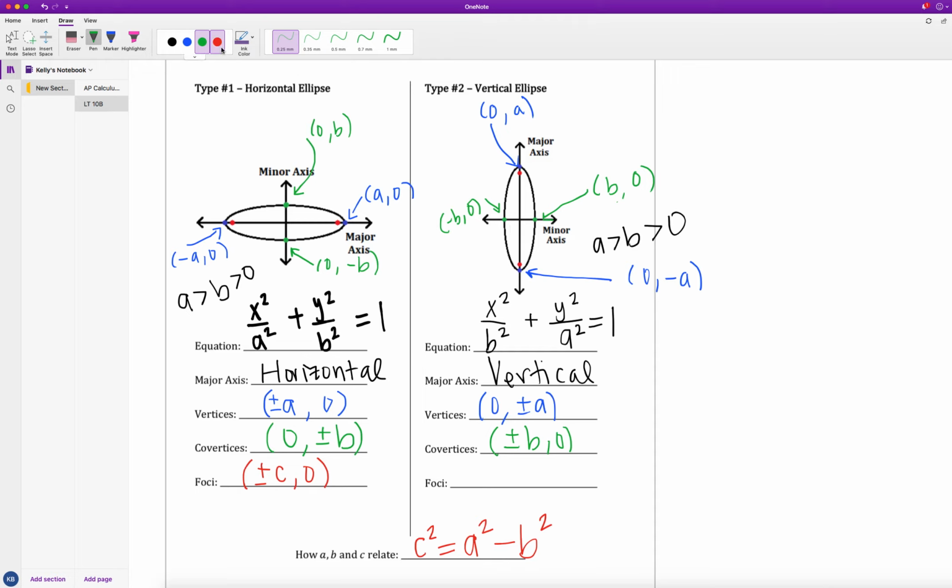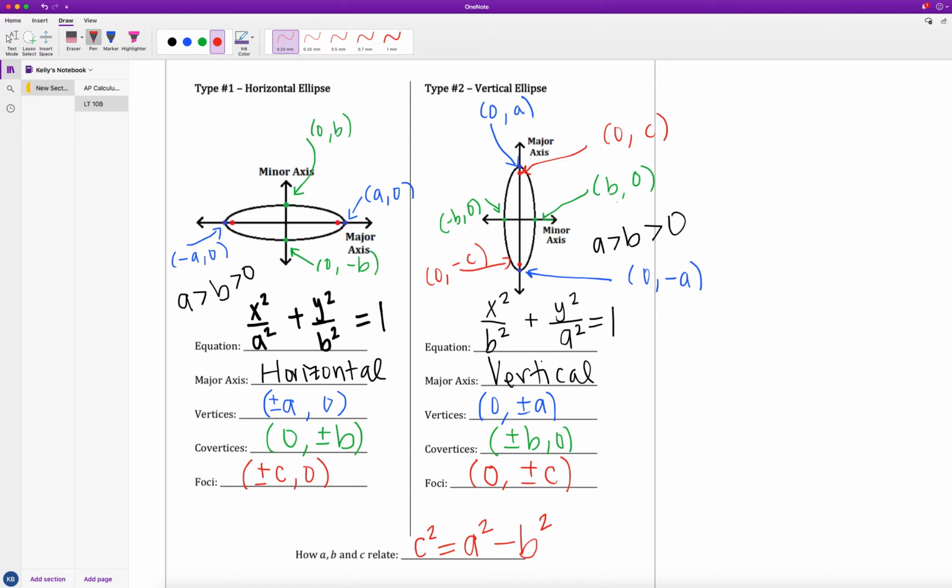And my foci, I get the exact same way I did before. So I use this equation down here, c squared equals a squared minus b squared. But again, they're going to flip-flop, and I now get 0, comma plus or minus c, since they're on the y-axis. So that top guy is at 0, comma c, and this guy down here would be at 0, negative c. Now, of course, all of this is only true because we're leaving our ellipses centered at the origin, which we are going to do for all problems in this section, and that we are going to look at in this unit.